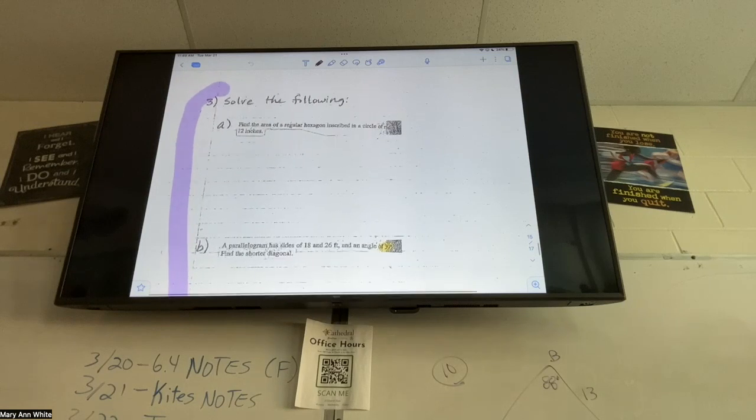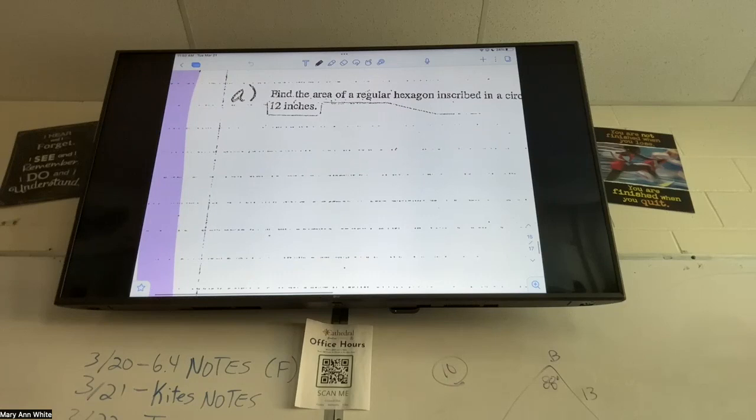Number 3A is like one problem on the end of your 5.6 homework. So I want to make sure that we're good with that. Okay, it says find the area of a regular hexagon inscribed in a circle with radius of 12 inches. Okay, so if I have a hexagon inscribed in a circle, I've got a hexagon inside of a circle.